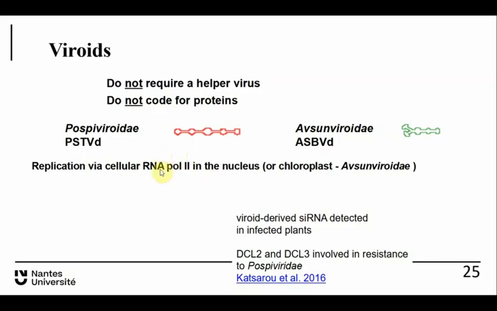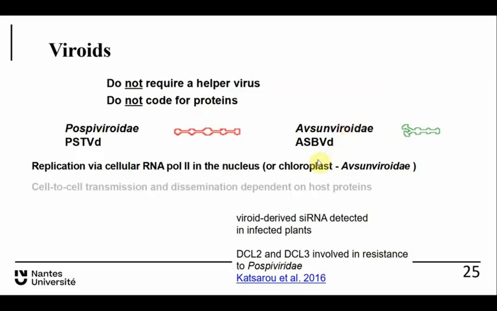And for some reason, which I just do not understand at all, the molecular process here, it's the host cell RNA polymerase II which takes this as a template and makes another RNA copy. So they replicate either in the nucleus, that's for the Pospiviroids, or in the chloroplast, that's the Avsunviroids.